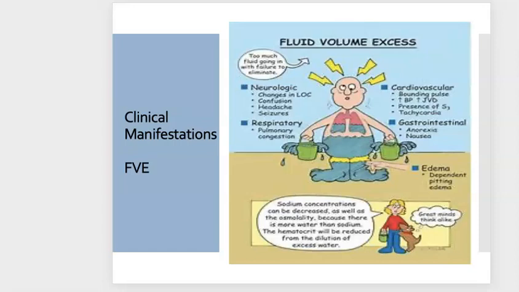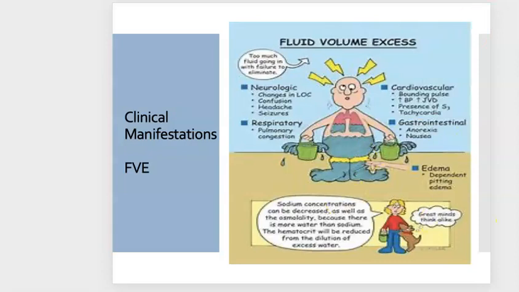So how is your patient going to present? What are we going to see? We might see pulmonary congestion. The patient may be short of breath. Cardiovascular, you may see a bounding pulse. You may have hypertension. You may have jugular vein distension. You might hear an S3, which is a third heart sound. The patient also may be tachycardic.